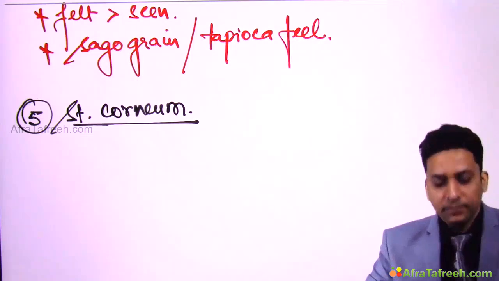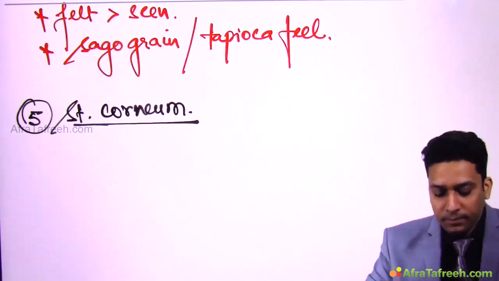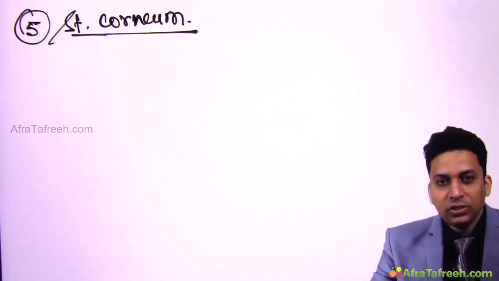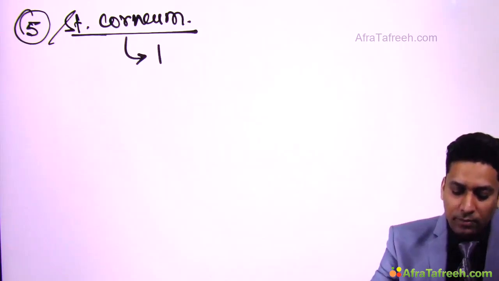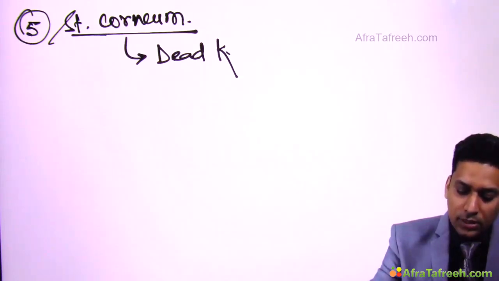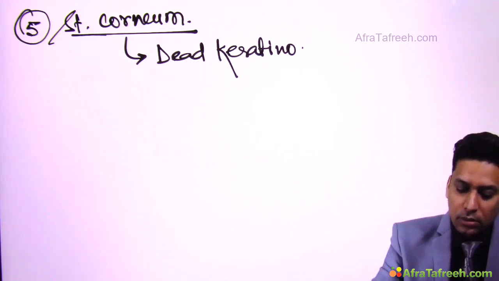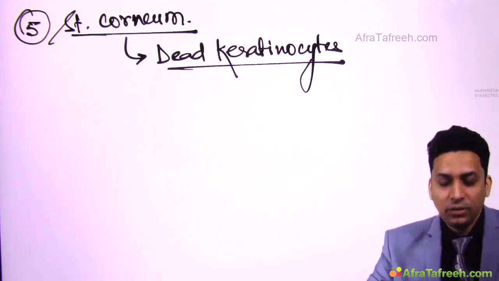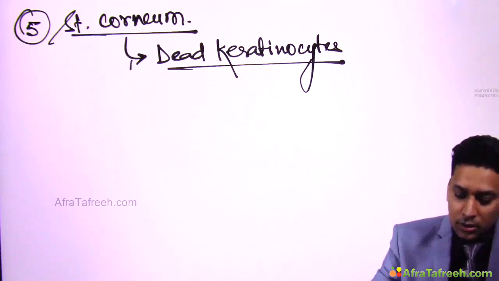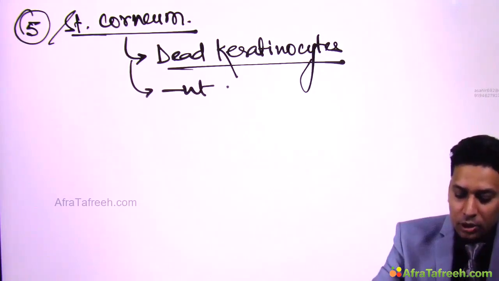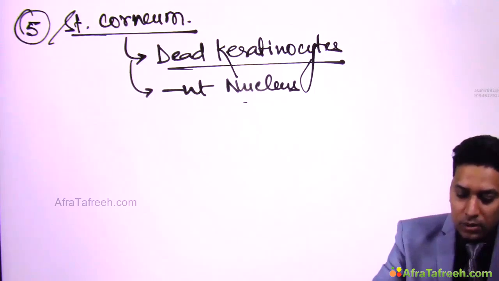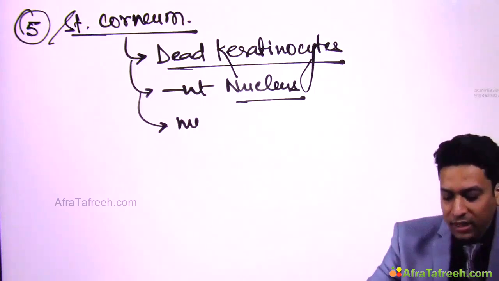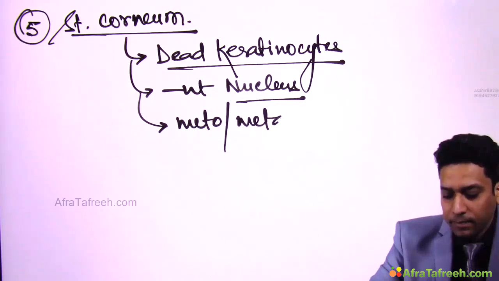Okay. Next is stratum corneum. Stratum corneum is the topmost layer, and in this topmost layer, all of the cells are dead keratinocytes. So stratum corneum is made up of dead keratinocytes. Why do we call them dead? Because they lack a nucleus. So nucleus is absent. Because nucleus is absent, this layer doesn't have any mitotic or metabolic activity.